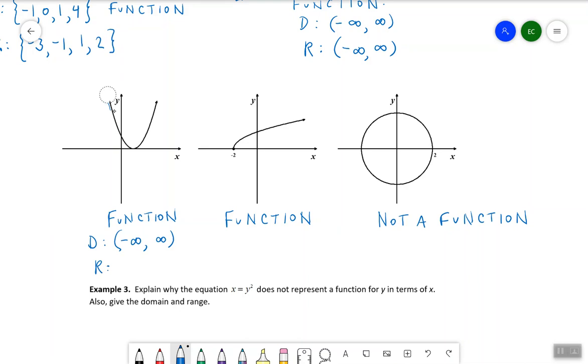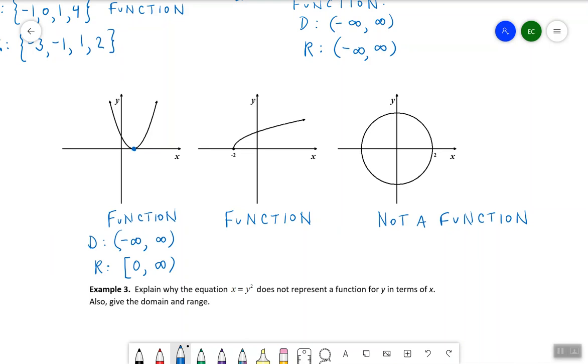Is the range all real numbers? No, it's not. When we look at the bottom of the graph, it doesn't keep going all the way down to -infinity. It starts from 0. The smallest y value is 0, and then it goes up on both sides towards infinity. And notice we need to put a bracket on the 0 to say that we're actually including the value 0 in our range.